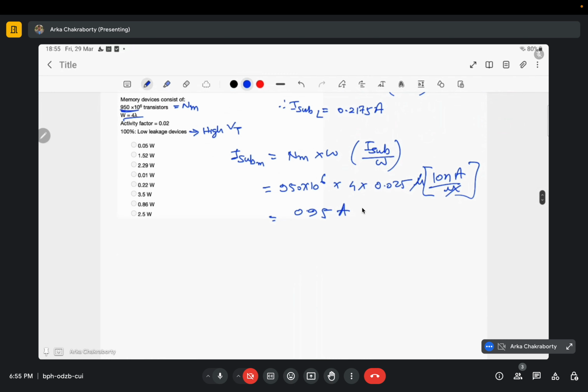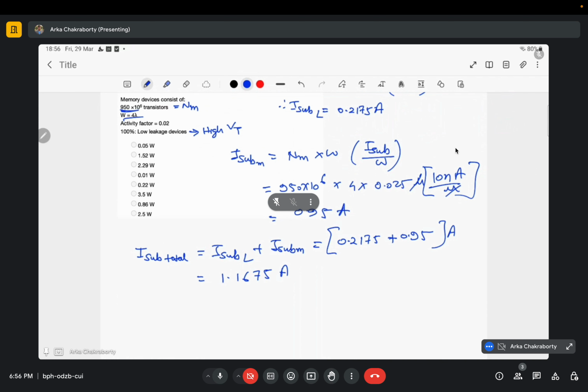So my total subthreshold current would be the sum of the subthreshold current for logic plus the subthreshold current for memory, so 0.2175 plus 0.95 ampere, which will come as 1.1675 ampere. Correct? All good?